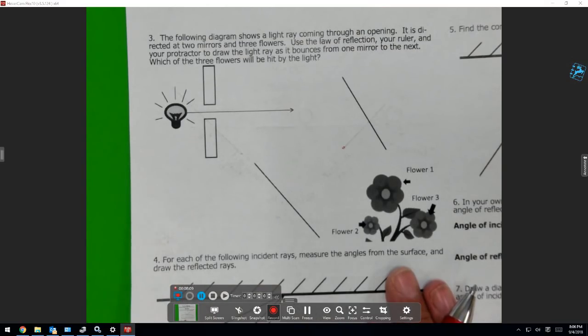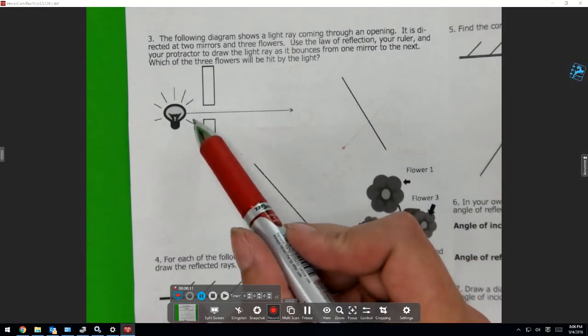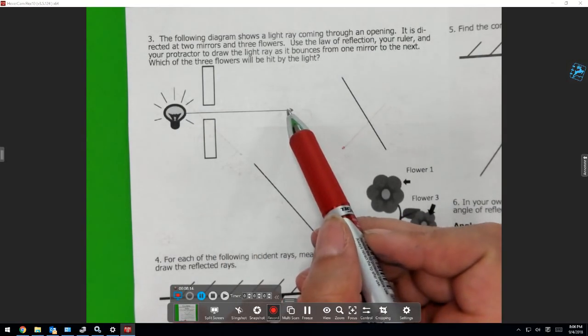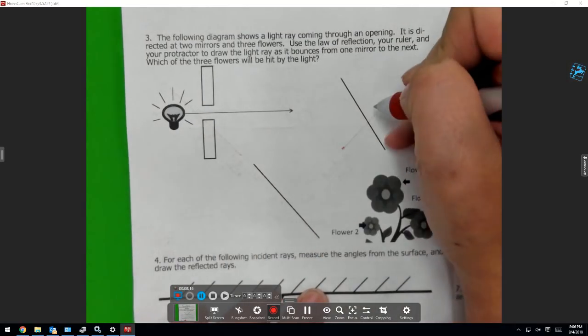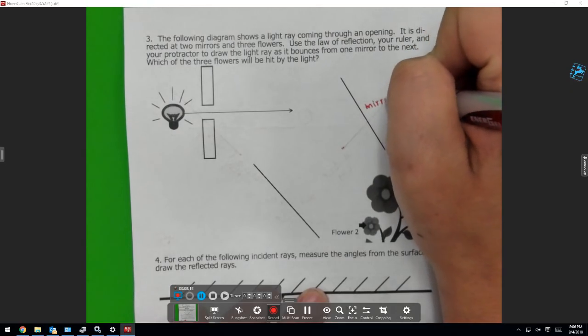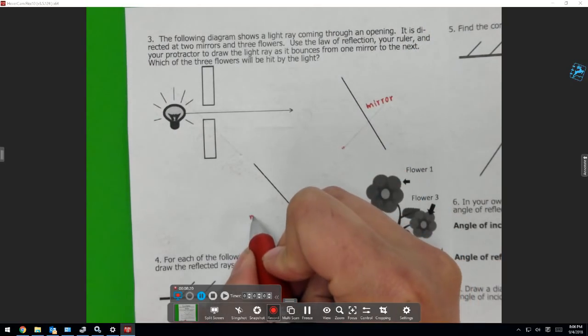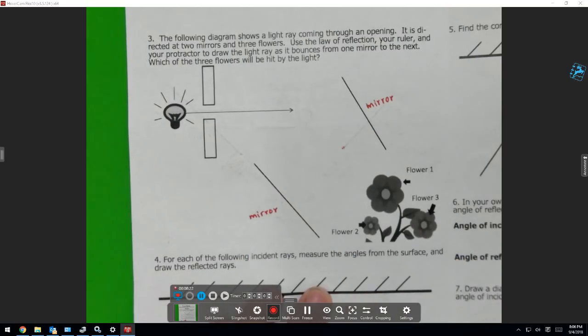What this one is asking you to do is it's saying that there is a light coming through this opening. It's directed at 2 mirrors. So this is a mirror, and this is a mirror. And then we want to see which of these 3 flowers will it hit.